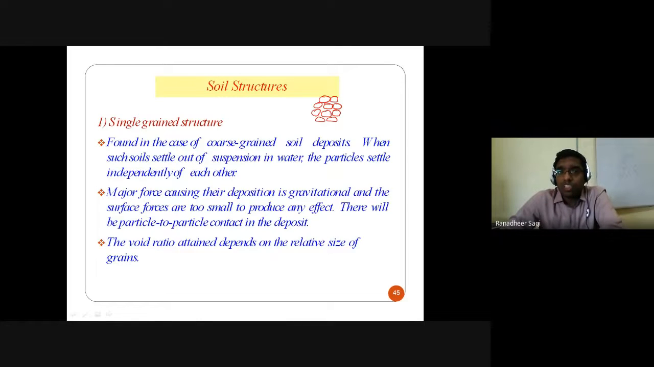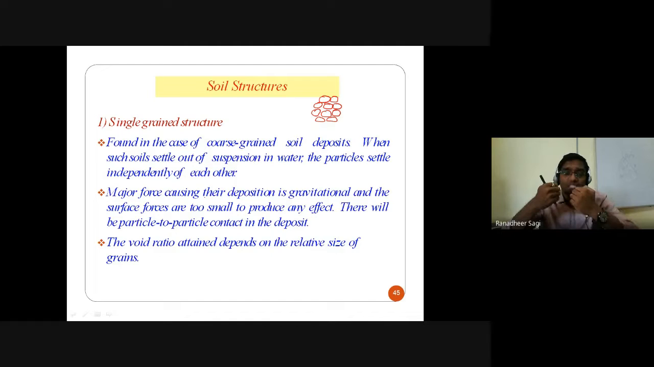The major force causing their deposition, the major force acting on such single grain structure or bulky grain particles, is the gravitational force, which is otherwise also called body force. It is the force of attraction which pulls the particles to settle down when they are in that water solution. The effect of surface forces on these coarse grain particles is relatively less, because they do not carry a net negative charge on their surfaces to develop a strong bond between one particle and another.